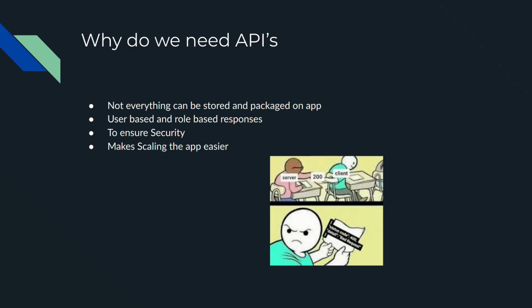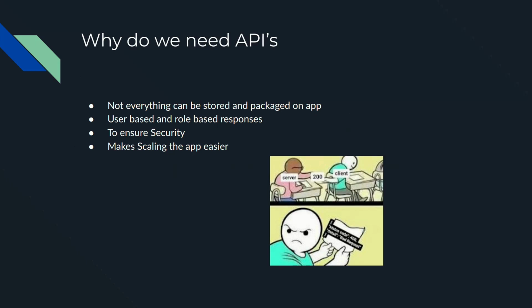The second thing is user-based and role-based responses. The best example of this would be, let's say, in IRIS itself, both students and teachers use the IRIS app. The functions that the students use, like buy and sell or courses, these could be common between teachers and students, but the way attendance for the course works for the teacher and student would differ. A teacher can update the attendance, whereas the student can only see the attendance, not change it.